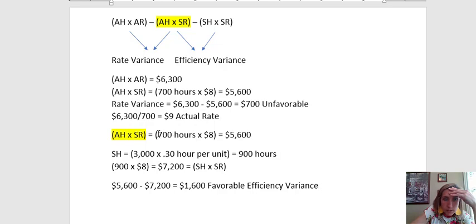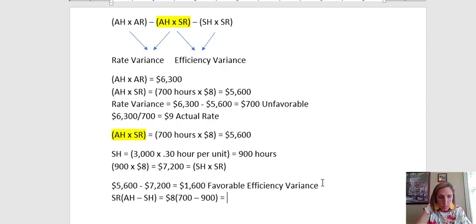The difference of 700 and 900 is 200 hours times 8. That's the shortened version of that formula. It says we take out the common factor of the standard rate and we compare the actual hours to the standard hours. We find that we will get the same answer. 700 hours minus 900 hours will equal the same variance total.